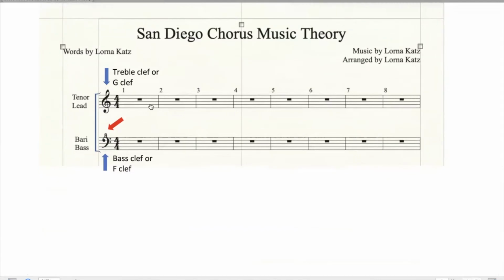The treble clef is also known as the G clef. The reason it's called that is because of this little curl here, which encircles the line where the G notes would be for the treble clef. The bass clef is also known as the F clef, and it's because of these 2 dots that surround the line where the note F would be on this particular line for the bass clef.